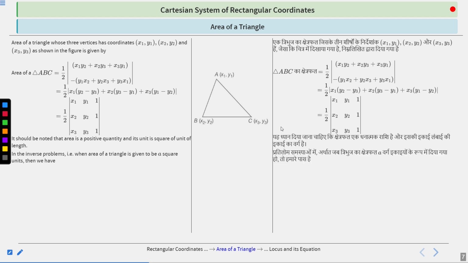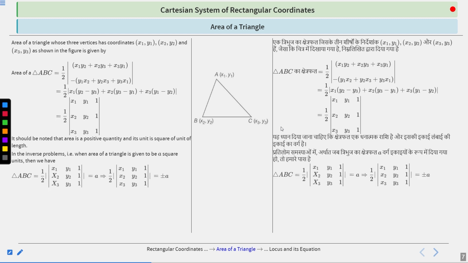In the inverse problem, that is when the area of a triangle is given to be A square units, then we have area of triangle ABC is half into modulus of the determinant of rows (x1, x2, x3), (y1, y2, y3) and (1, 1, 1), is equal to A. Clear? Therefore, 1 by 2 into the determinant value of (x1, x2, x3), (y1, y2, y3), (1, 1, 1) can be written as equal to plus minus A, right?